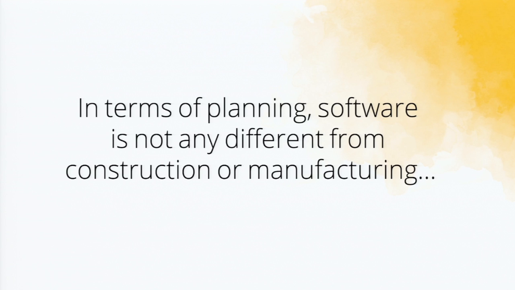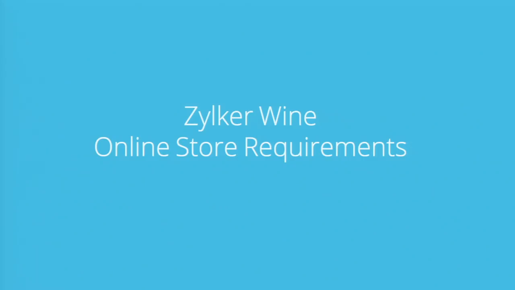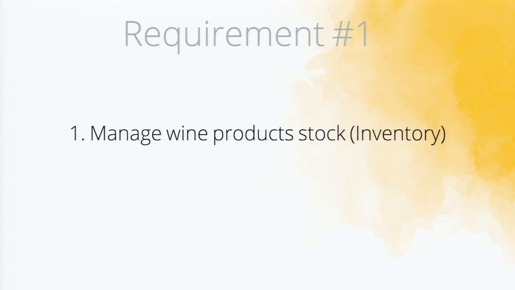You really structure it. So let's assume that Zilker Winery wants to start an online web store, where they want to sell their wines online. Let's get into the process of how you structure the requirements for the Zilker wine store. So the Zilker wine online store requirements are these. Requirement 1 is that they want to manage the wine products and the inventory of the wines. That's a simple first requirement.